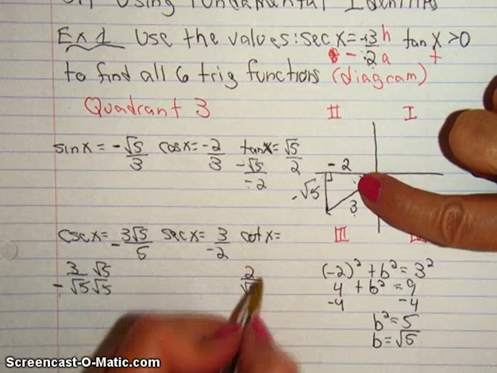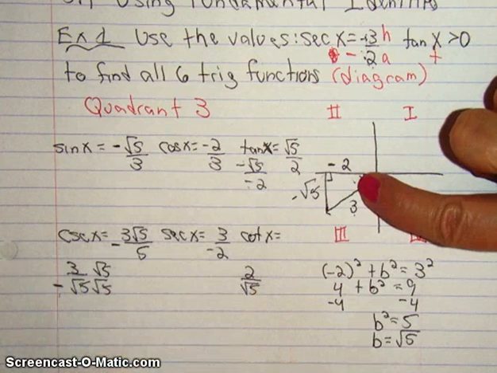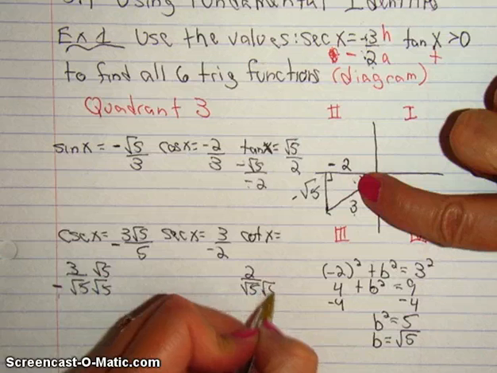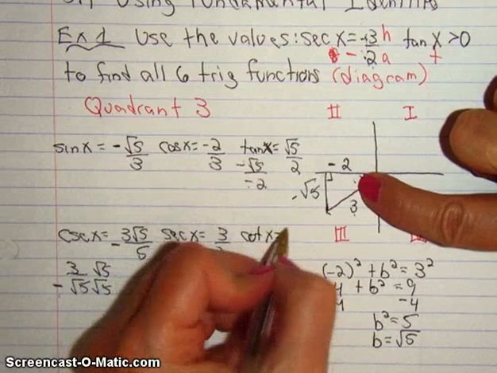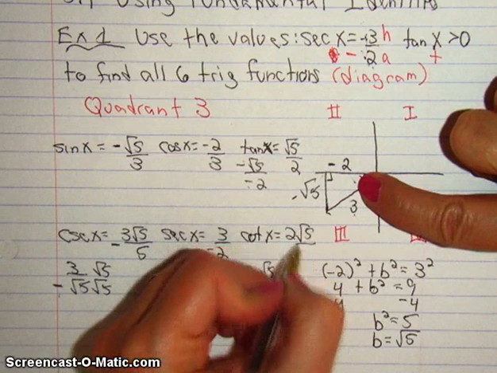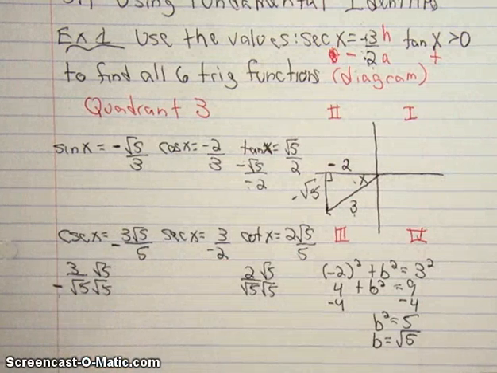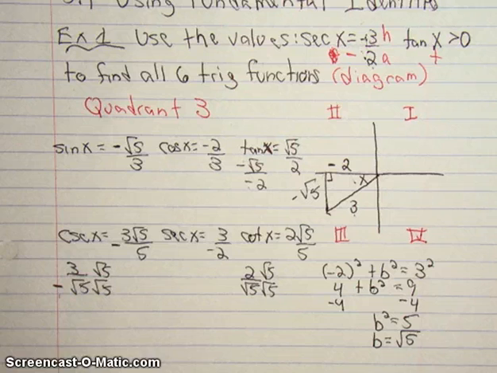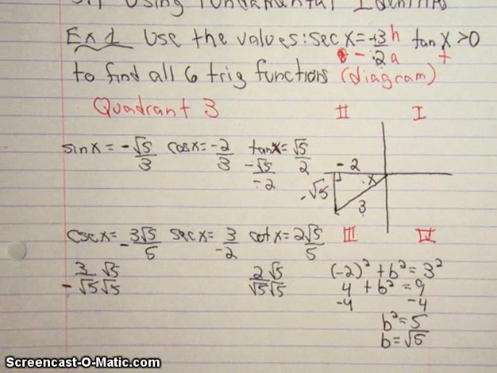Is that allowed? No, it's not. So 2 root 5 over 5. Very good. Okay, so how are those? Not too bad? Those are easy, right? Okay. All right. Now, hang on.